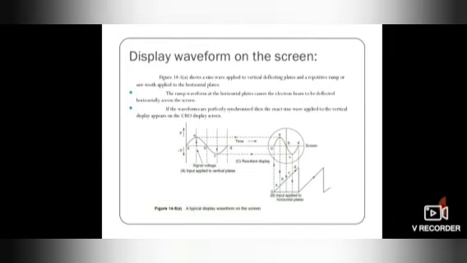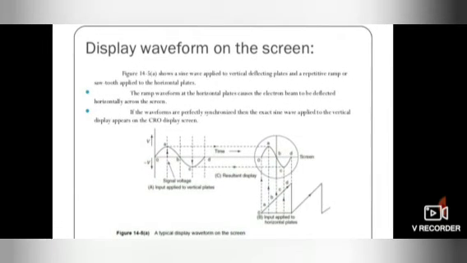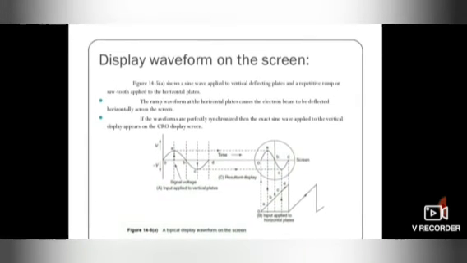Then display waveform on the screen. It is the actual display waveform on the screen of the CRO. The figure shows the sine wave applied to the vertical deflecting plates and a repetitive ramp or sawtooth applied to the horizontal plates. The ramp waveform at the horizontal plates causes the electron beam to be deflected horizontally across the screen. If the waveforms are perfectly synchronized, then the exact sine wave applied to the vertical display appears on the CRO display screen. It is the actual display waveform on the CRO screen.